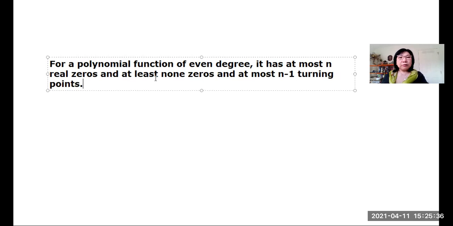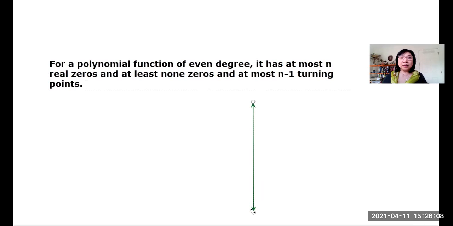Okay, now this sounds complicated, right? So that's why I want to show you and demonstrate the concept. So for a polynomial function of even degree, it has at most n real zeros. So let me demonstrate what zero means, okay? Now bear with me if I draw a very ugly graph because I don't know how to produce a nice graph. Okay, so let me try. So let's see, oh, that's not bad actually. If I have an x and y axis, right? And I'm going to draw the polynomial function.